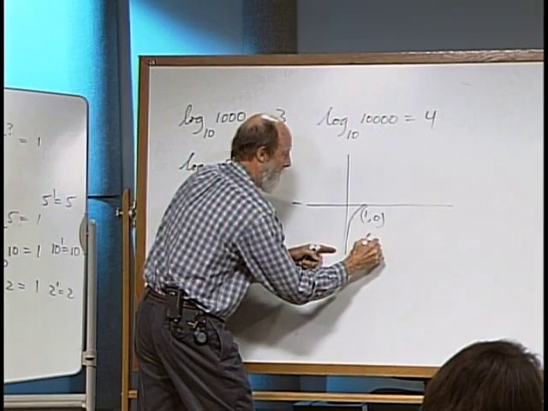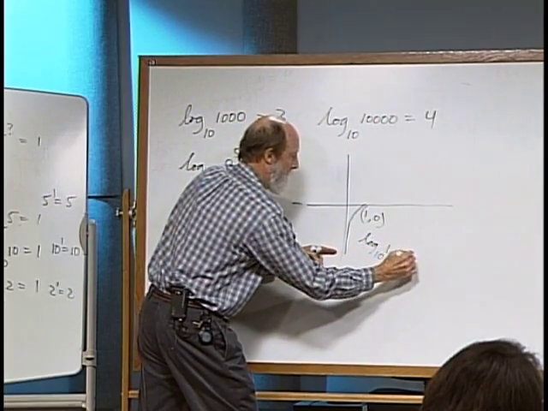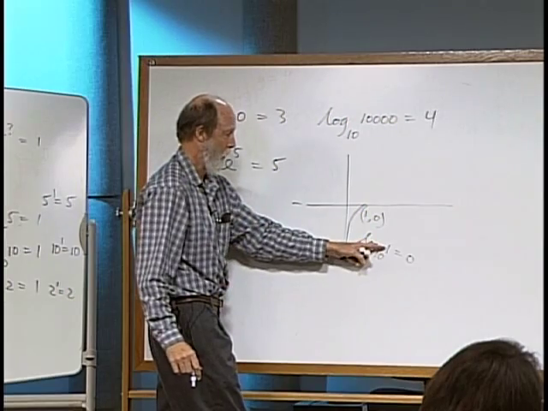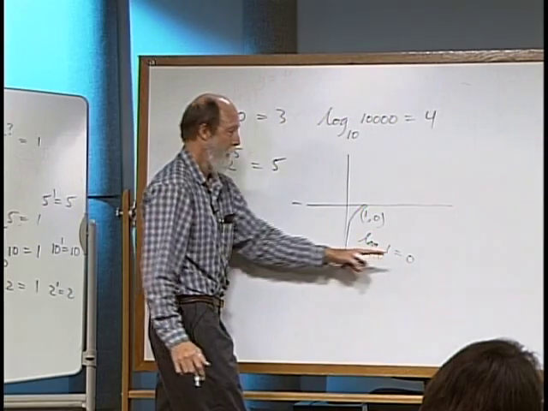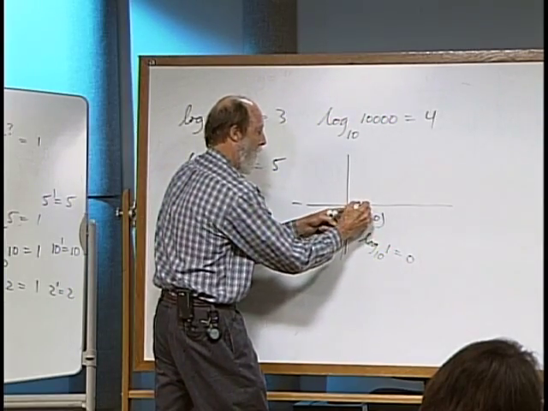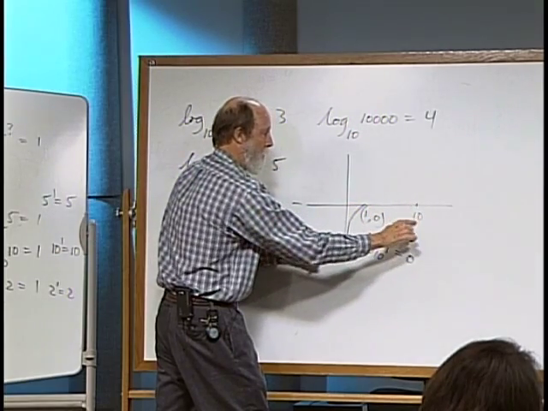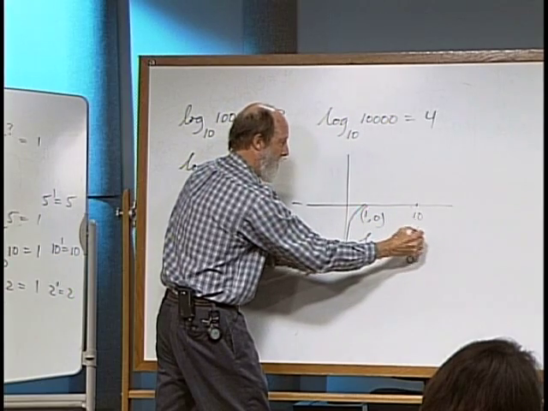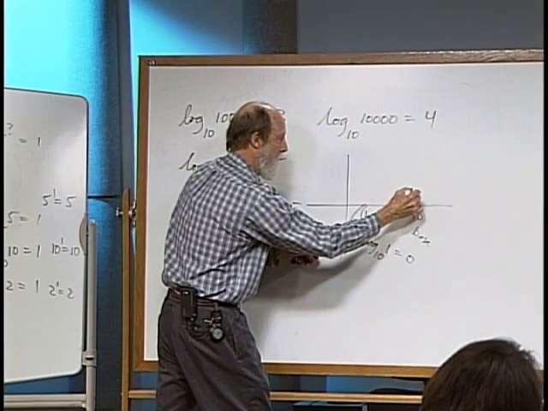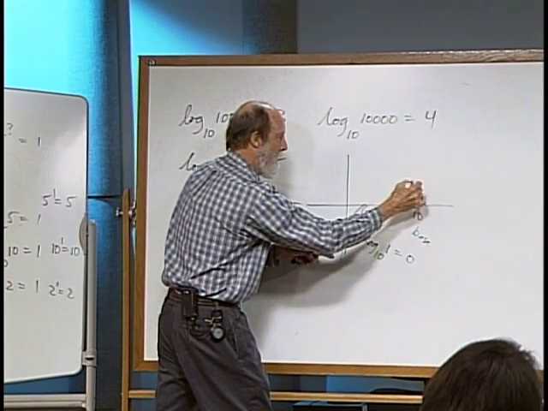In other words, the log base 10 of 1 is 0. Input is 1, output is 0. And you have to go out how far to be up 1? Good. You have to go out to the base to get, here's the base's value. You have to go out to the base to be up to a value of 1.